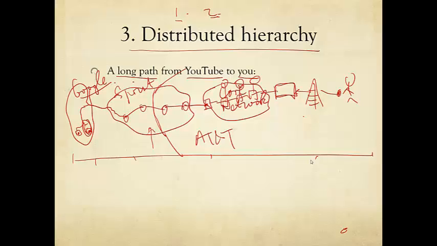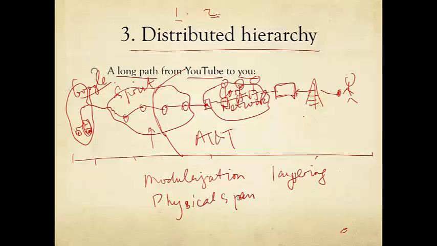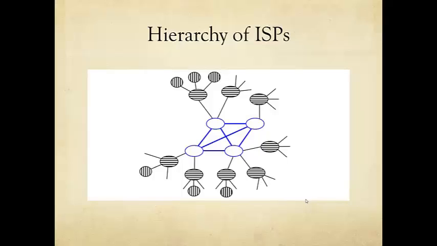Just like modularization is implemented by layering, the physical span of the internet, which is a large object, is handled through some kind of distributed hierarchy. For example, the ISPs, the Internet Service Providers, form a hierarchy spatially. These blue ovals represent what are called Tier 1 ISPs. These are big companies offering network services, for example NTT or BT or AT&T and so on.